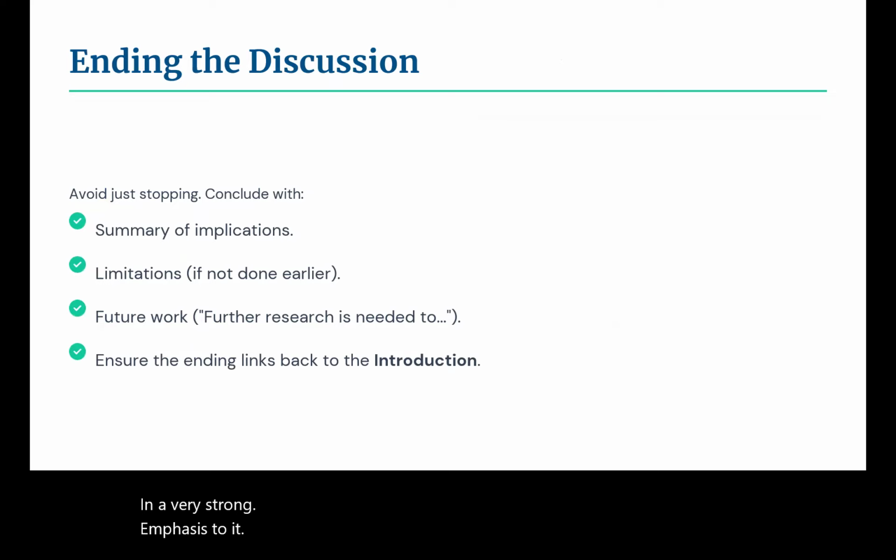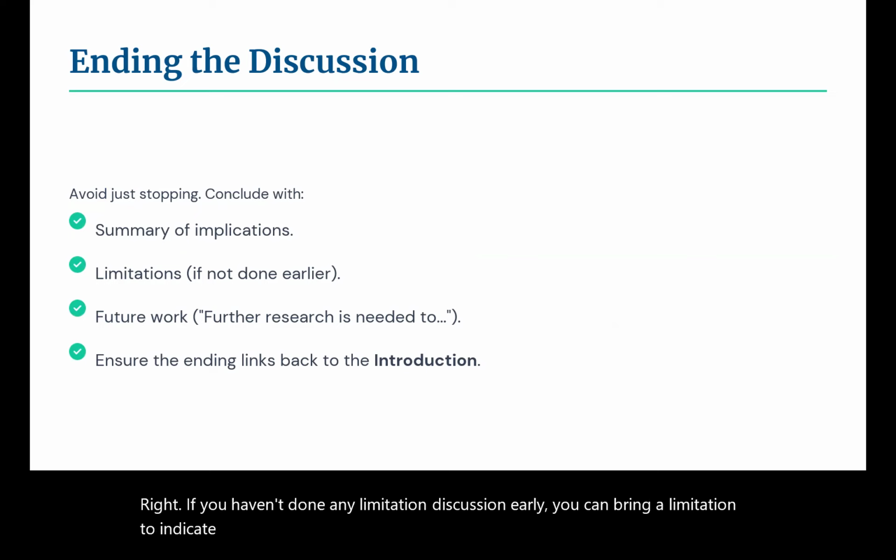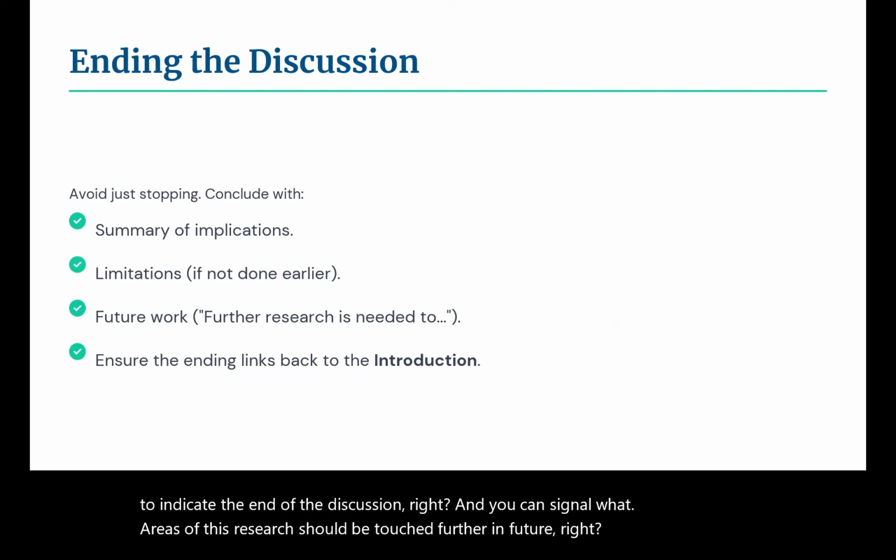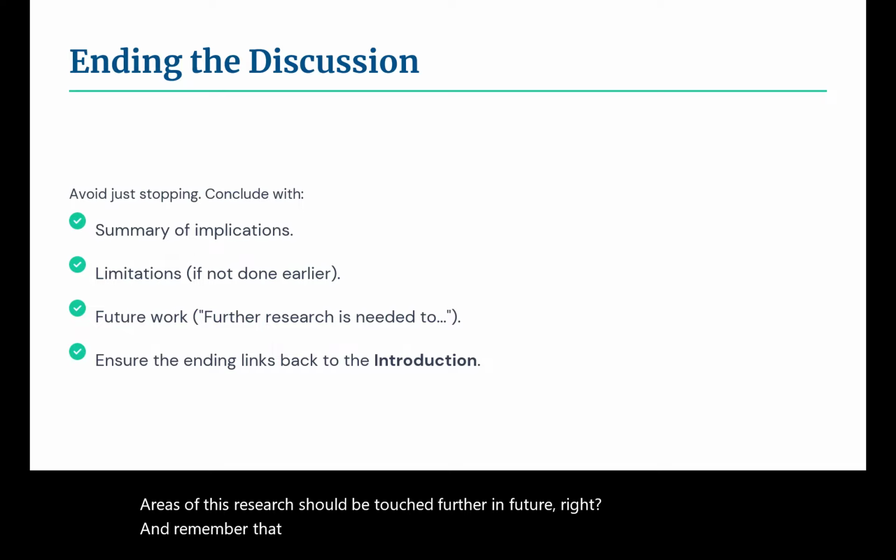So, how do you indicate the ending of the discussion? Don't just stop. Conclude it with a summary of the implications you discussed, right? If you haven't done any limitation discussion earlier, you can bring a limitation to indicate the end of the discussion, right? And you can signal what areas of this research should be touched further in future, right? And remember that in your ending, you refer back to the introduction where you began with the big problem statement.